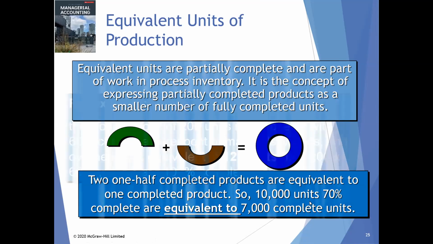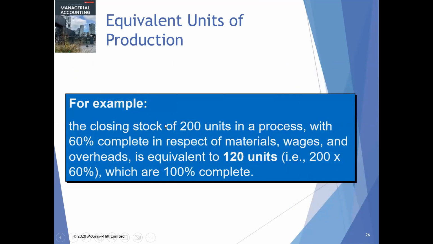Equivalent unit. Look at one more example. The closing stock of 200 units in progress, the work in progress, is 60% complete in respect of material, wages and overheads, which is equivalent to 120 units. It means 60% of 200 is 120 units completed, right? Which is known as 120 equivalent units of production, meaning 100% complete that we consider.